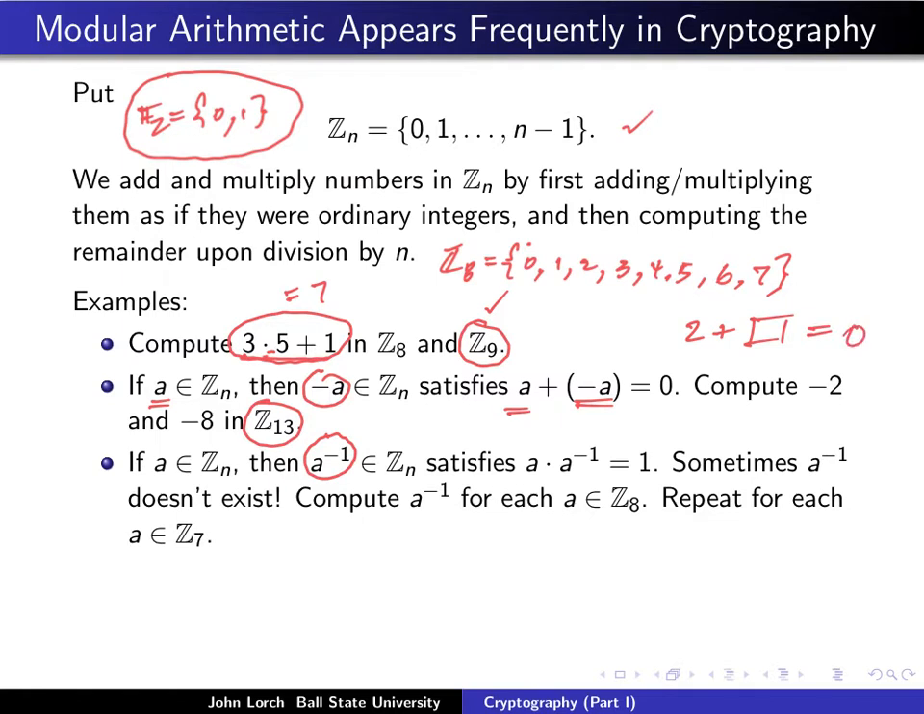Remember, 0 corresponds to any multiple of 13. And so really the only way you can fill this box is to put in 11, right? 2 plus 11 is 13. Divide 13 by 13, it goes in one time with a remainder of 0. So minus 2 is equal to 11 in Z13. Now you might pause the video and see if you can figure out what minus 8 is in Z13. That is, what number in Z13 would you add to 8 in order to get 0?